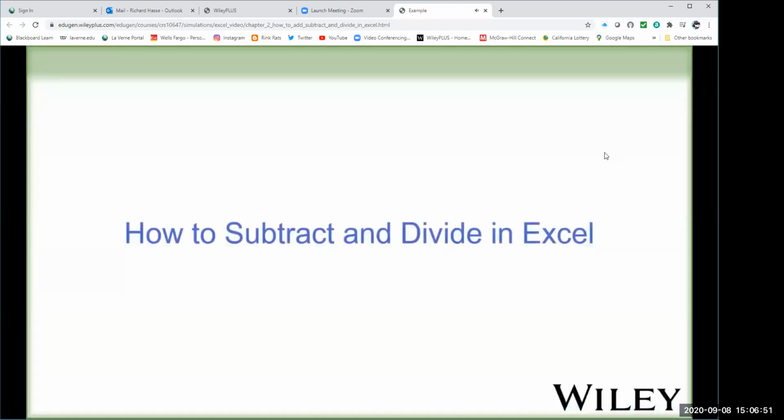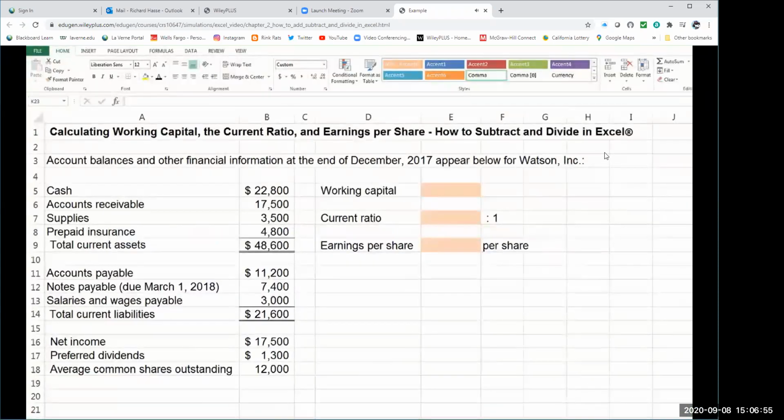This video will teach you how to subtract and divide numeric amounts in Excel. The worksheet contains financial information for a company for which liquidity and profitability analysis will be performed.